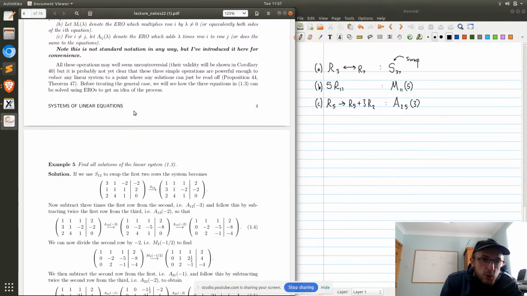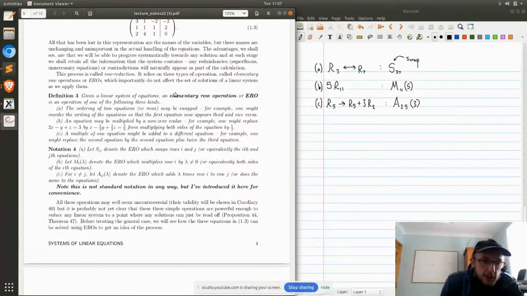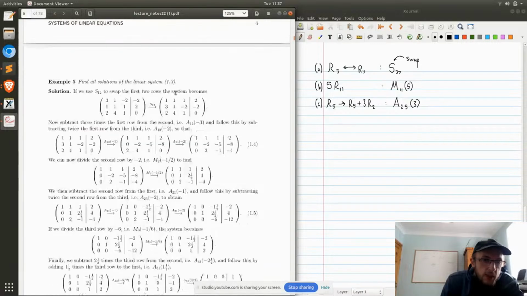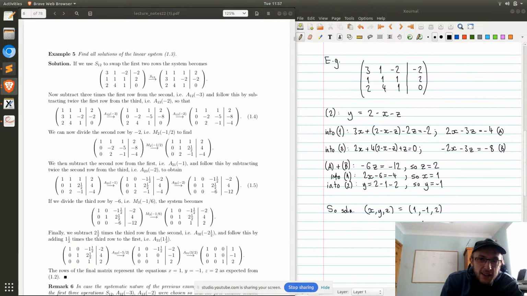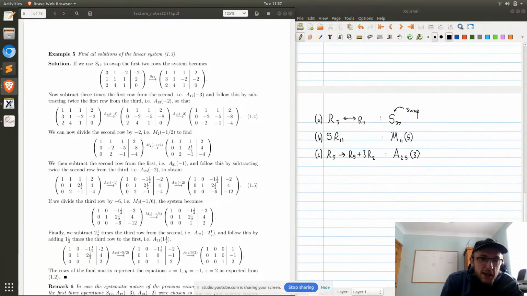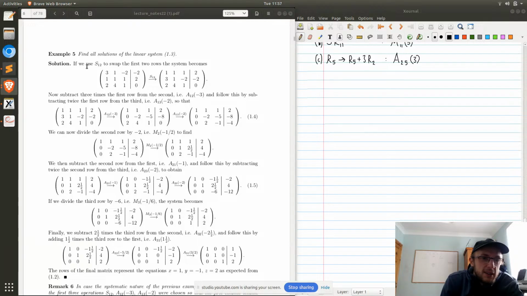Okay. Before treating the general case, we will show how the three equations in 1.1 can be solved using elementary row operations to get an idea of the process. Okay, so here comes the king of convenience, supposedly. Find all solutions to this. I think this was a little bit clearer and a little bit better, but anyway, here you go. Okay, so they're going to swap the first two rows, putting the 1 up there in the top left corner, starting off the main diagonal.